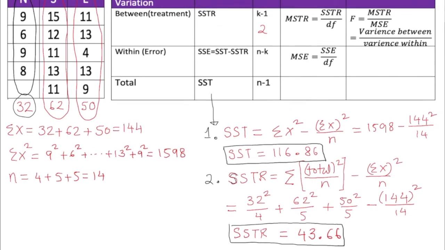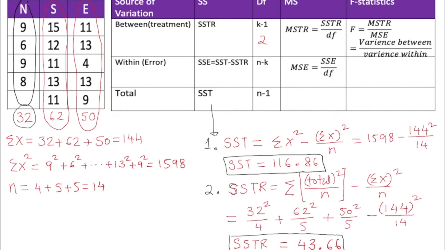And so as I go through, I can actually plug it in. So for example, by the way, again, 32 square over 4, that's the sample size, and 62 over 5, and so on. You square it and you get that. As we go through, we can just fill it in. So this is 116.86. Also, we found the treatment sum square or between sum square, 43.66. As we go, we can just plug it in.